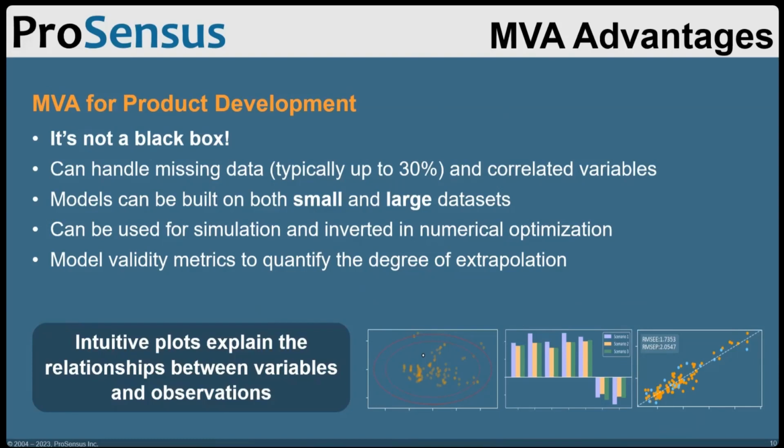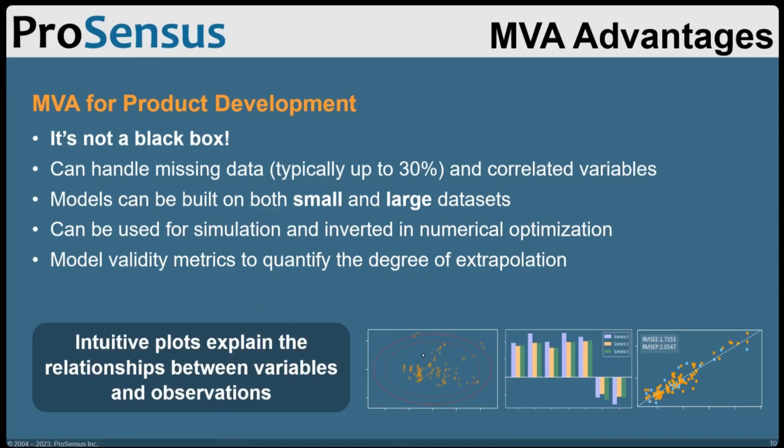It can also handle missing data, typically up to 30%, and correlated variables. That's important. We often have some missing data, missing ingredient properties, in these examples. Also important is that models can be built on both small and large data sets. In our use cases, we've seen data sets as small as 7 past formulations and as large as thousands. So any modeling method that we use in this tool has to work on both.